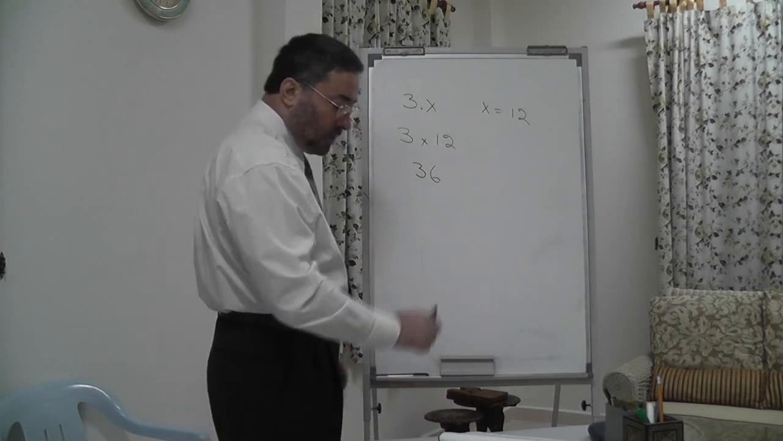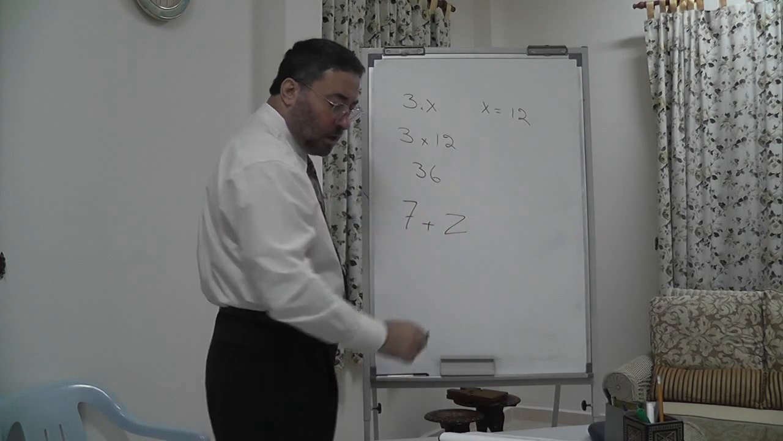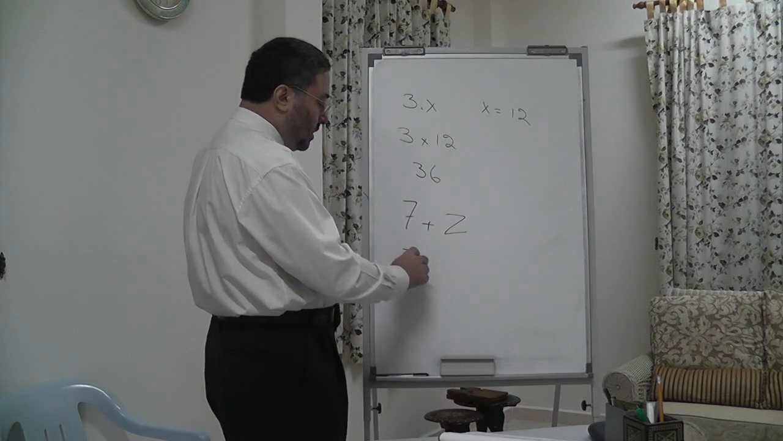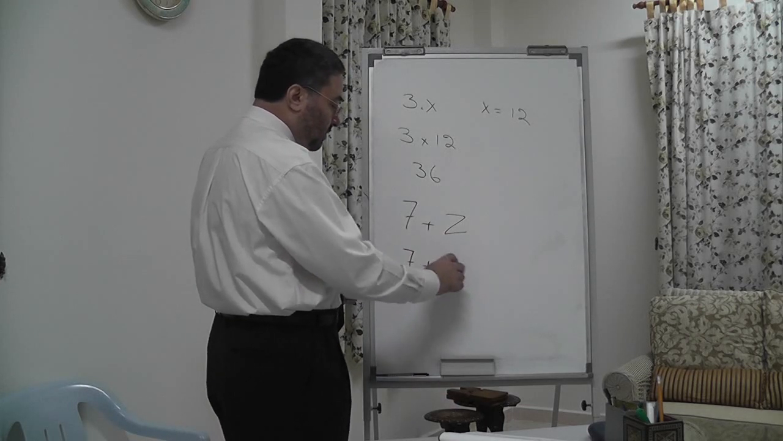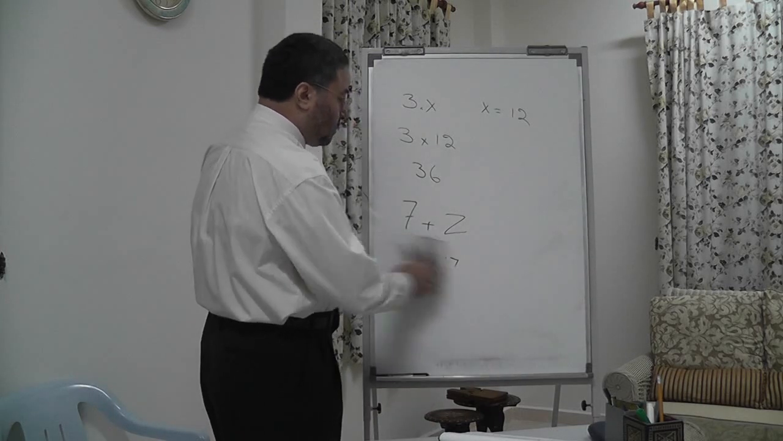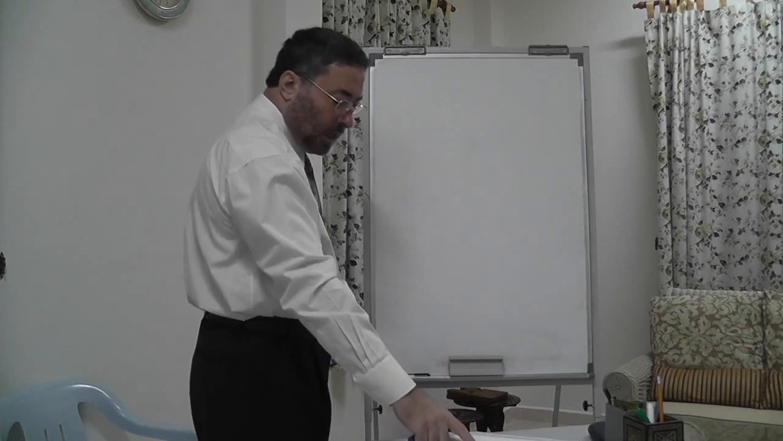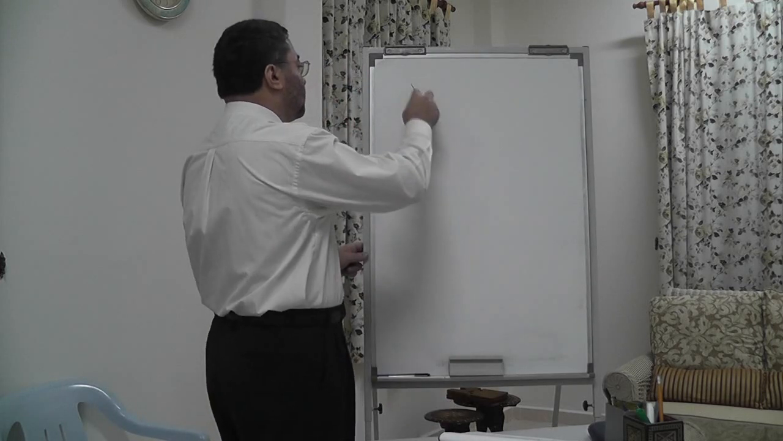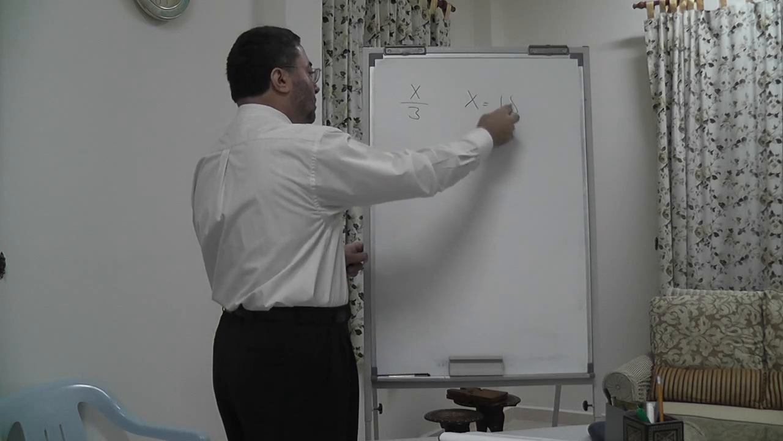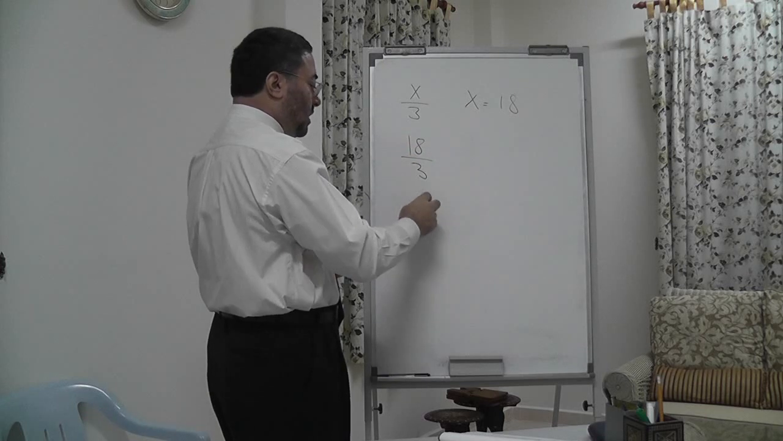Number 10, 7 plus z. Evaluate this for z equals 17. You simply replace z by 17 and you add. Number 13, x over 3 for x equals 18. Again, we replace x by 18 and we divide by 3, and that's 6.